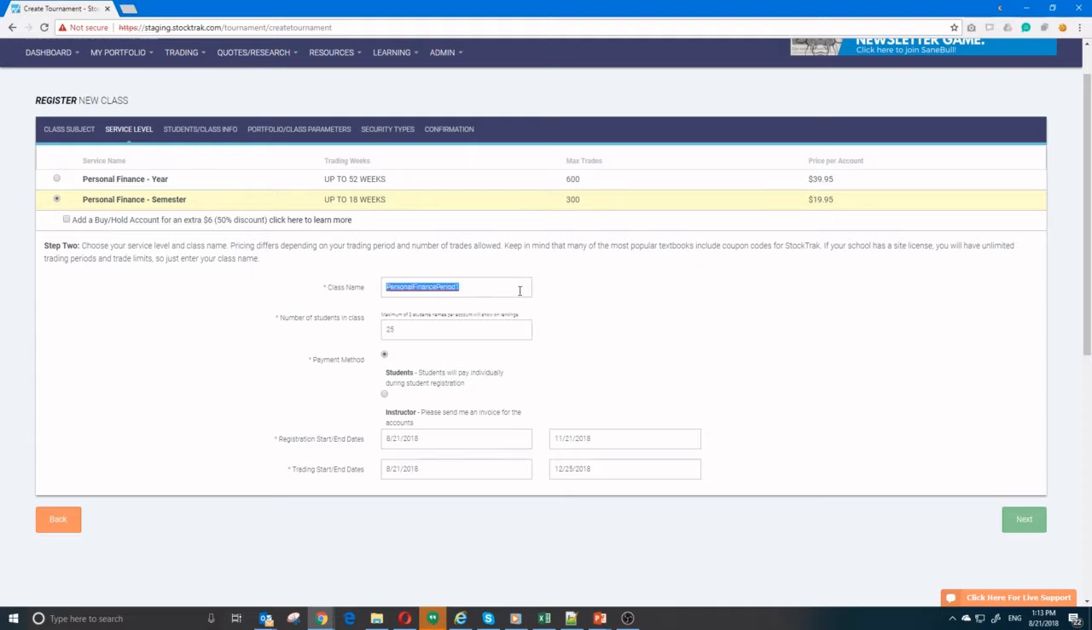The only thing to keep in mind is that your name needs to be unique. So in most cases, after you write your class name, just include the semester. That way, if you want to use StockTrak again next session, you'll be able to do that.